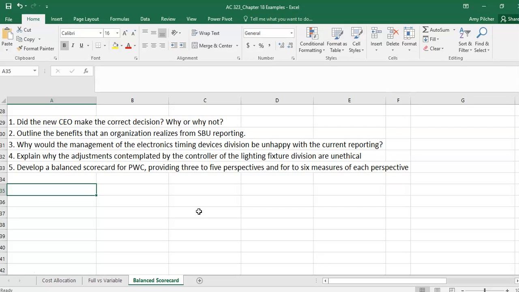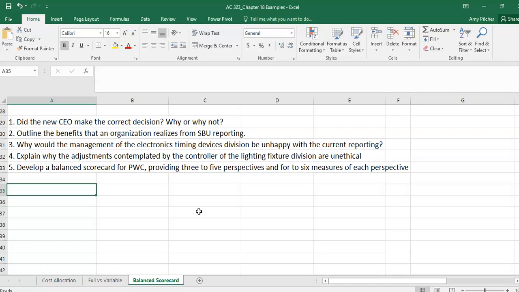So the first one is, did the CEO make the correct decision to kill the mid-range? And yes, he did, because we can see that the increased contribution margin from the lighting fixtures upscale and the electronic timing devices more than made up for those extra selling costs.